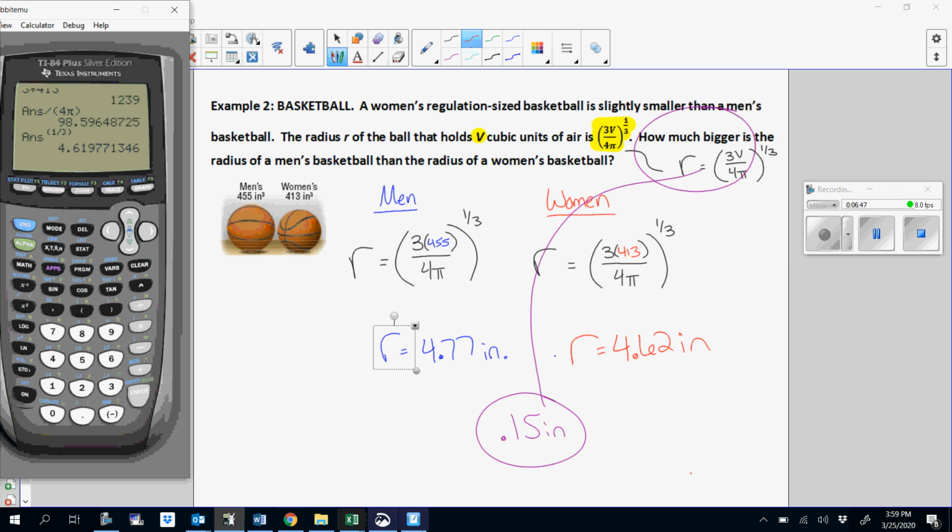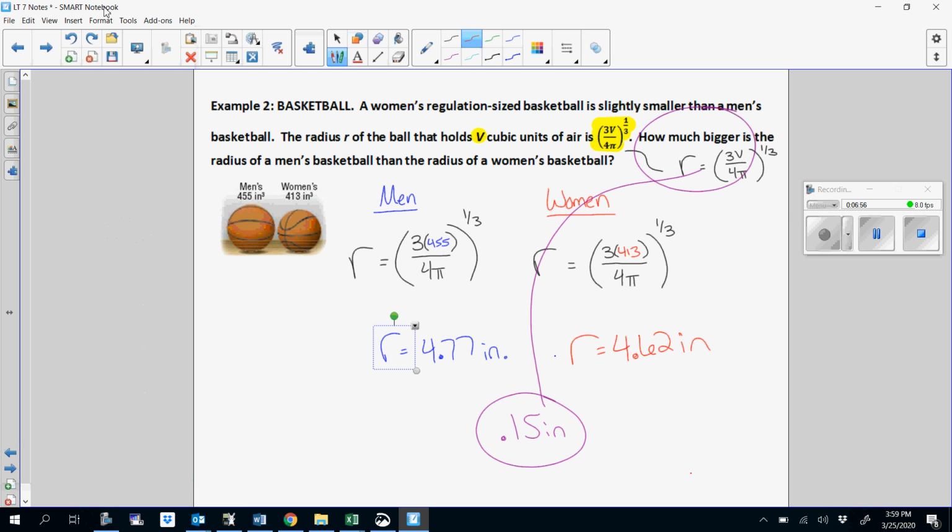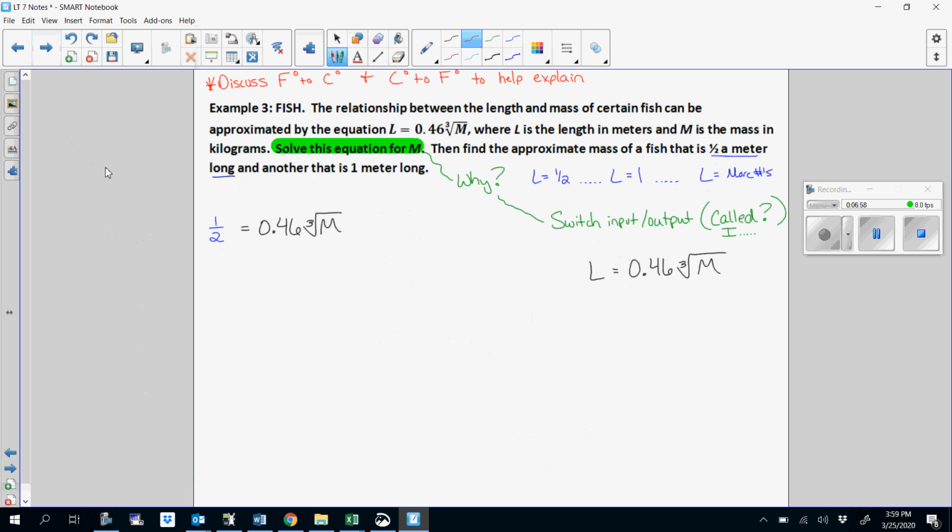So ultimately, the answer, how much bigger is the radius? We had to calculate the radius for both and then do a little subtraction, so 0.15. Our last example here is just an example of how two different equations, when written one way versus the other way, can be helpful.